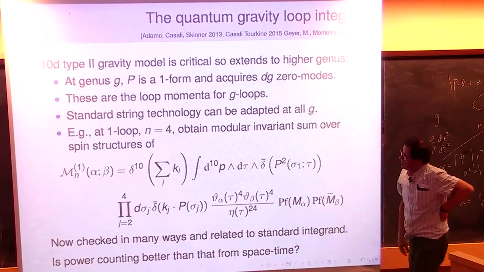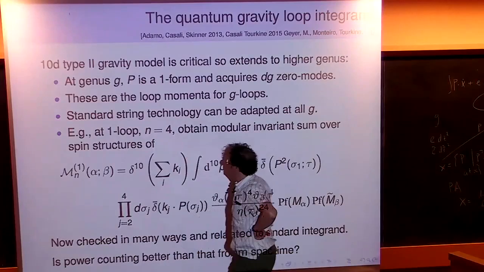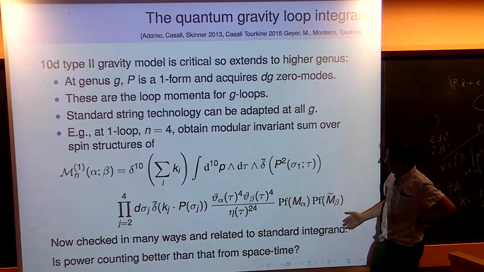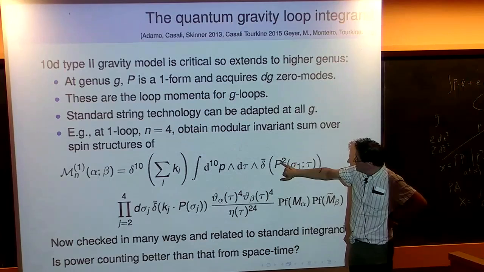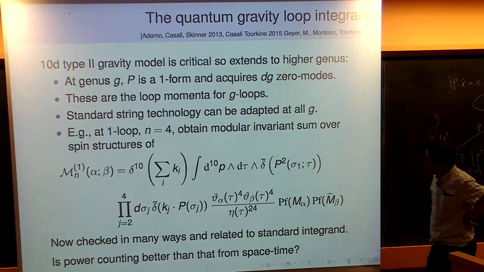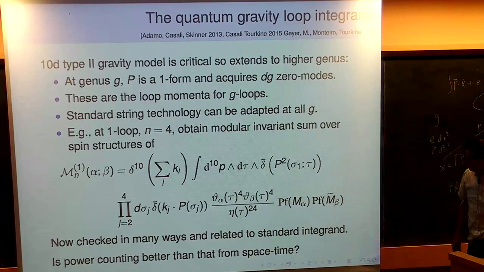So the sort of thing that you get at one loop will, again, be familiar to a string theorist. At one loop with four particles, you obtain a modular invariant sum over spin structures, just as you do for the RNS string, and you get some theta constants, and you get the P. And the P squared does vanish, but in order to make it vanish, you have to add 3G minus 3 extra scattering equations fixed at arbitrary points on the Riemann surface. But it's independent of the point at which you fix them. And you get Pfaffians and the scattering equations. So anyway, certainly at one loop, this is now checked in many ways.